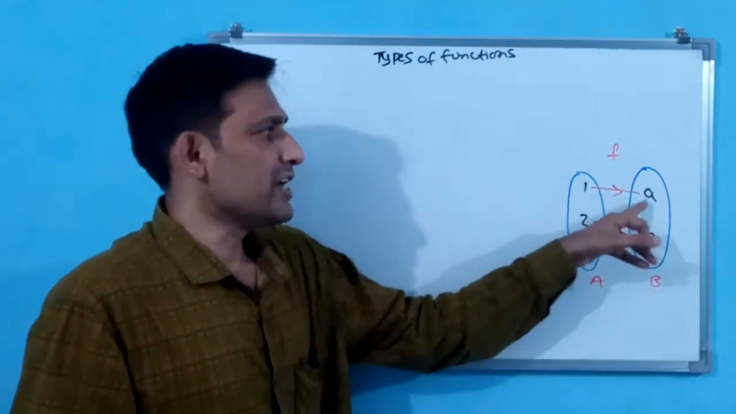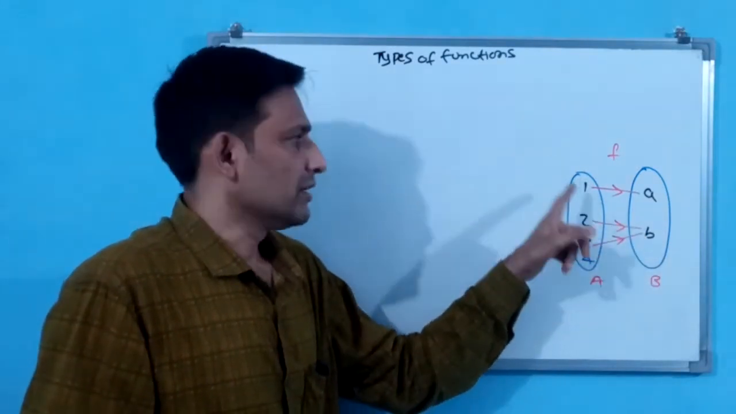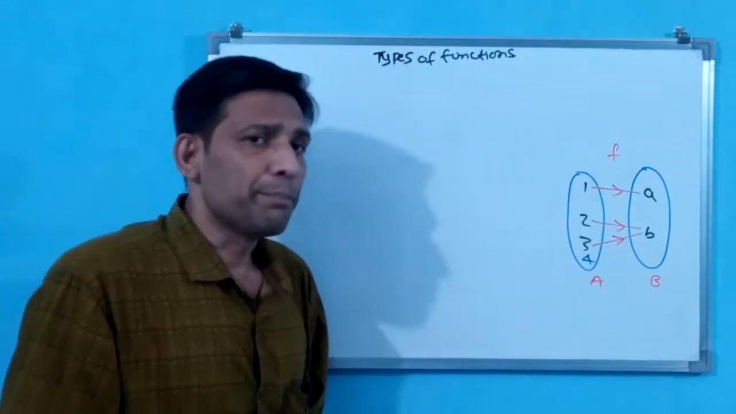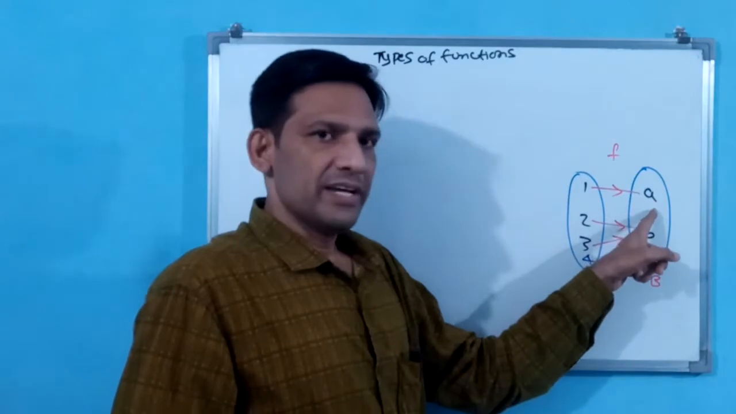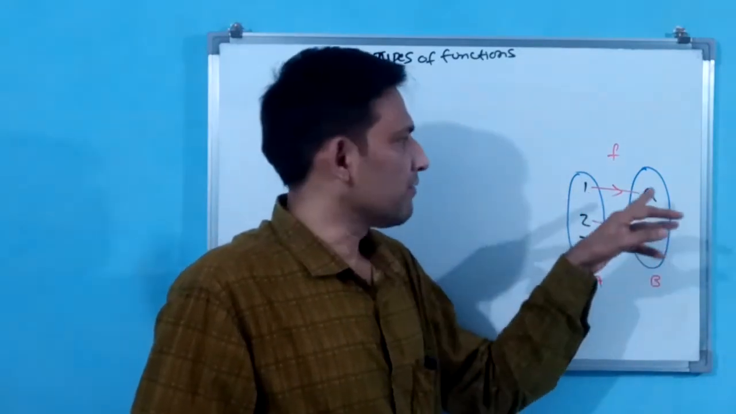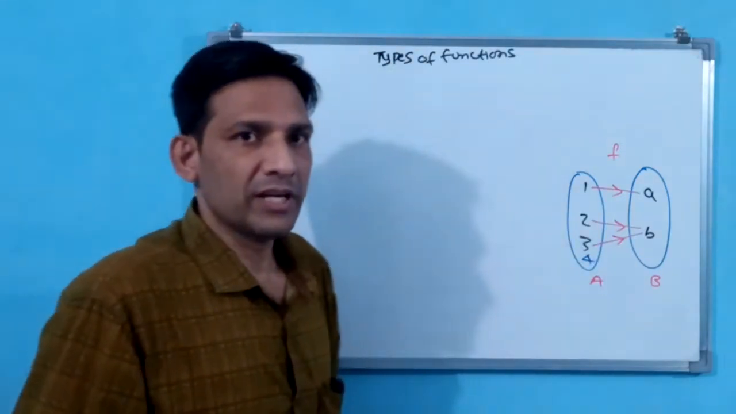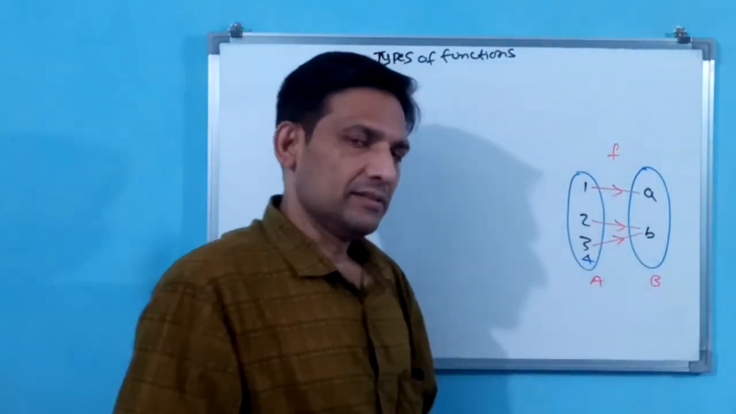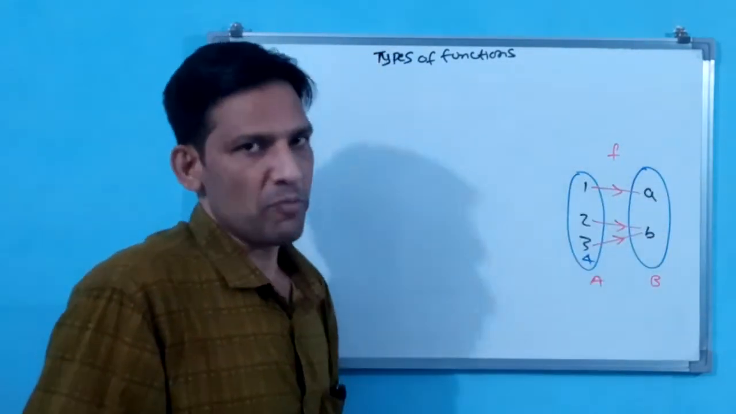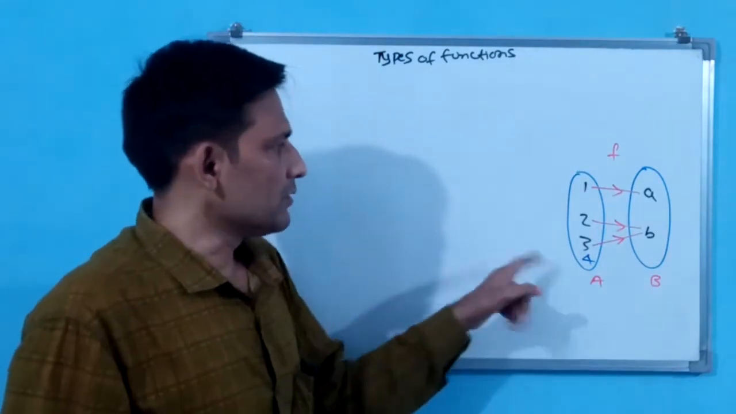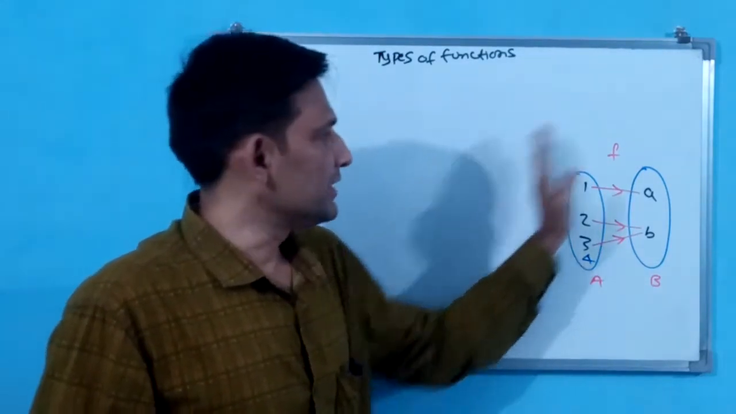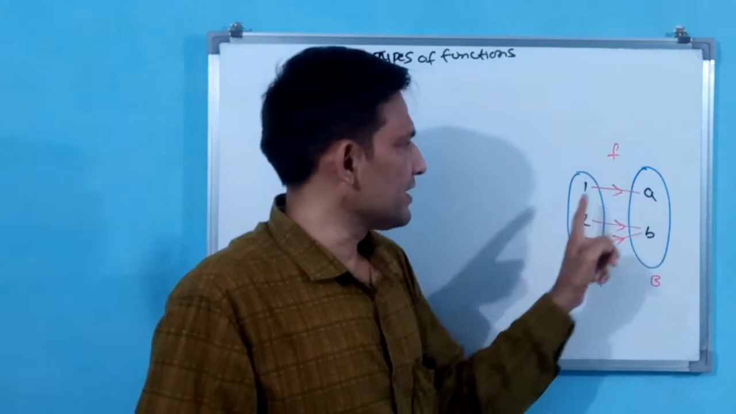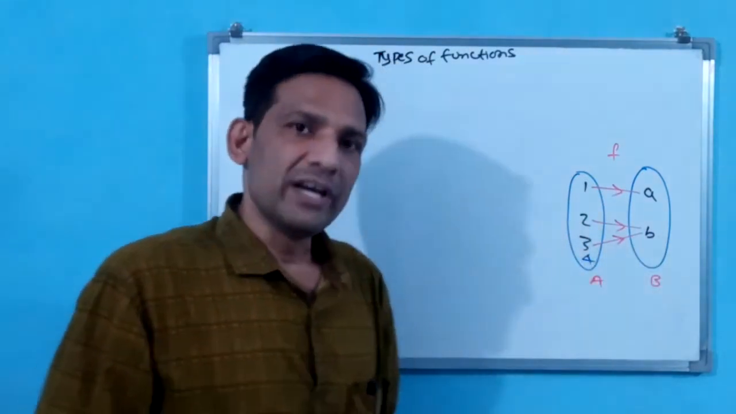What is image? A is the image for 1. Element 1 is having image A. What is pre-image? For element A, pre-image is 1, or for image A, pre-image is 1. Pre-images are in the domain area, images are in the codomain area. This is codomain, this is domain. Now because of element 4, this has become a non-function, but this is a relation only. Why? Because 1 to A relation is there, 2 to B relation is there, 3 to B relation is there.